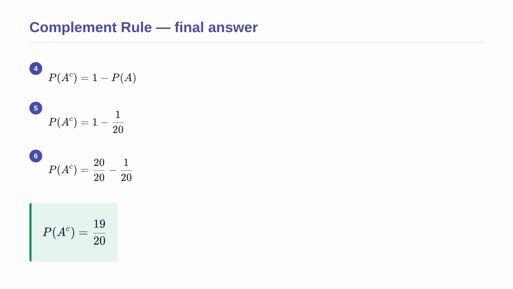Continuing our example, we apply the complement rule formula to find the chance of the event not happening. We substitute our probability of 1 over 20 into the equation. To subtract this fraction from the whole number 1, we convert the number 1 into 20 over 20, so the denominators match. Subtracting the numerators gives us our final answer of 19 out of 20. This means there is a 95% chance you will roll a number other than 20. By finding the probability of the one thing we did not want, we saved a lot of time.